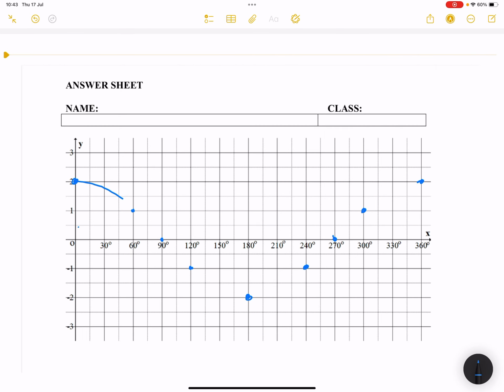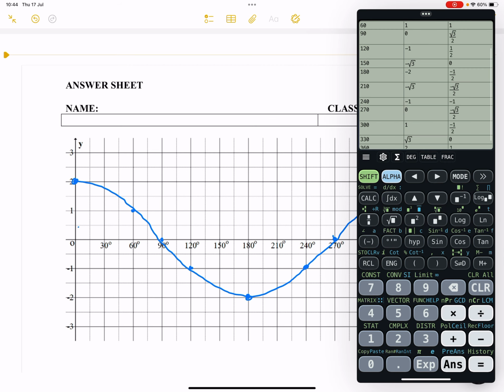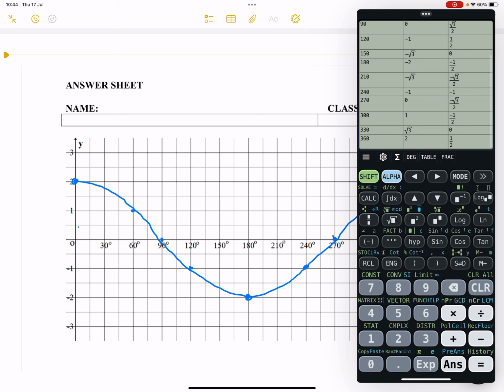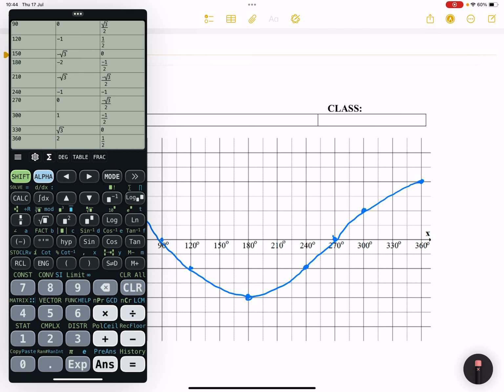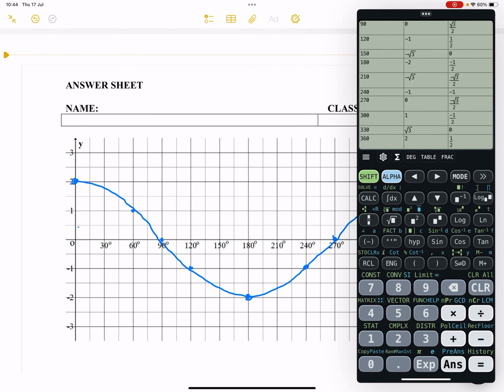I'm going to just try and join those points there. There we go. So that's what our graph looks like. Let me see. It looks very skew around 270 and 300 there. So 300 is equal to 1, and 330 is square root of 3. All right, now I think it's okay. It just looked a bit skew.